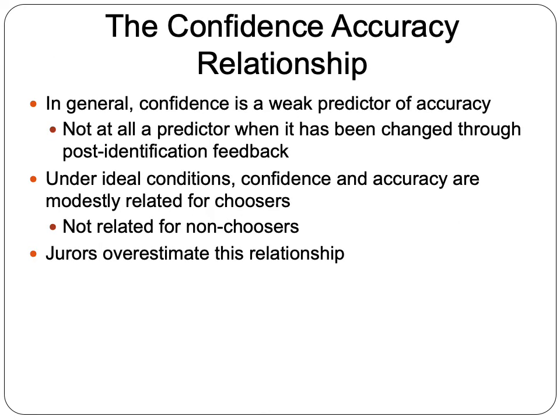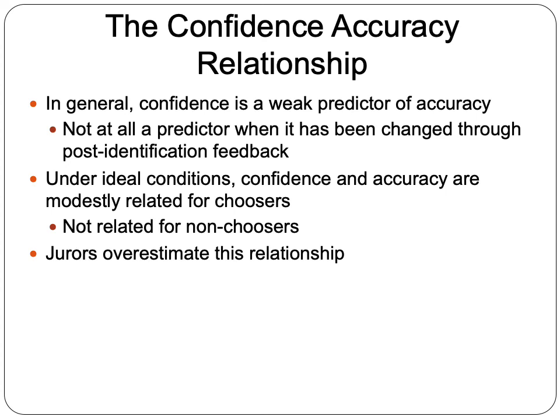There's also this idea of confidence and its relationship with accuracy. In general, confidence is actually a super weak predictor of accuracy, though. It's not at all a predictor when it's been changed through post-identification feedback as well. So if the police say, good job, you got the guy, confidence is in no way predictive of accuracy. Under ideal conditions, confidence and accuracy are moderately related for choosers, people who chose a person, but they're not related at all for non-choosers. And jurors tend to overestimate this relationship a lot, right?